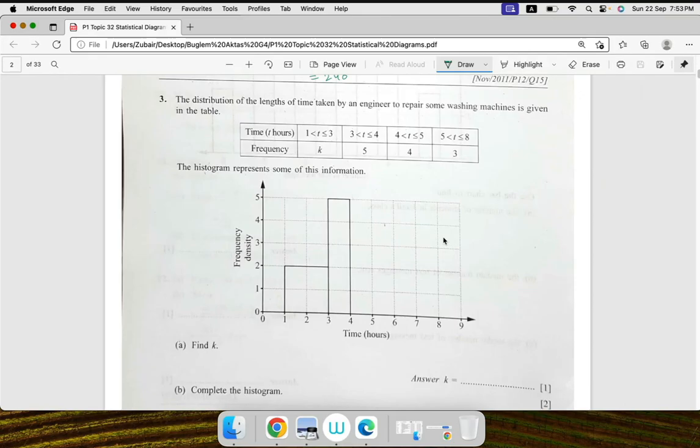Because it's the midpoint over the frequency? Or is it the frequency over the midpoint? Frequency density equals what? Frequency over class width. Now, if I may say, this is 1, 2, 3, this is 1, 2, 3, frequency density is 2. So 2 is equal to frequency K over class width 2. So K equals 4.